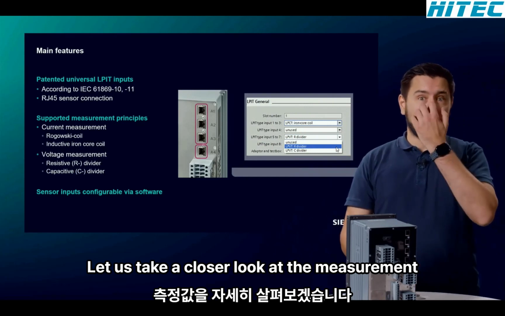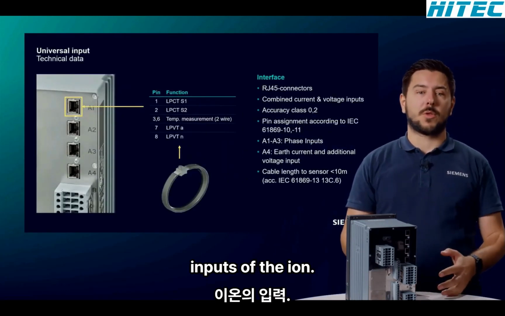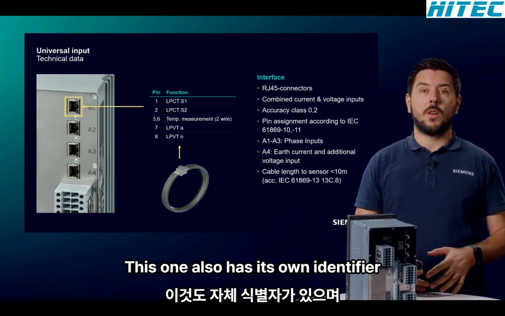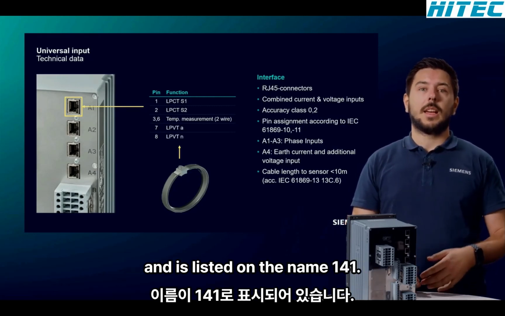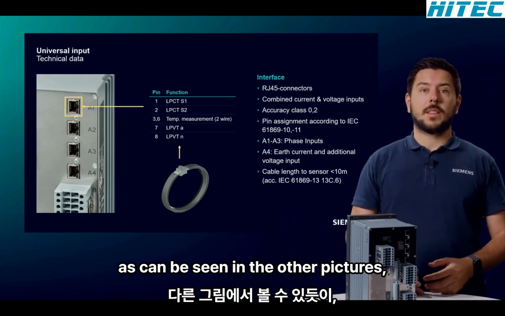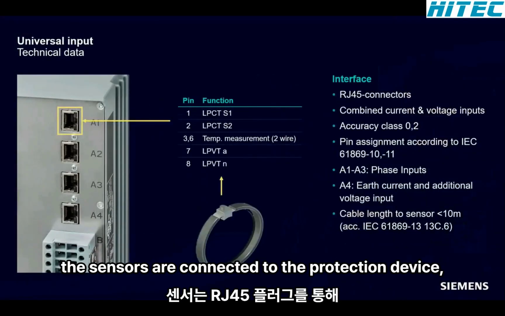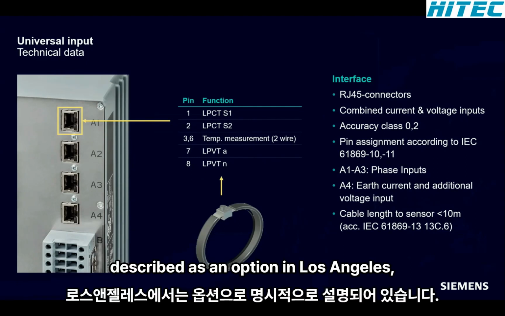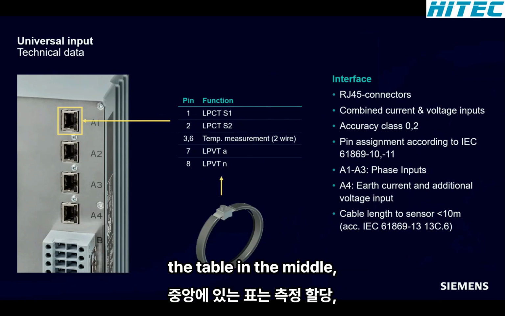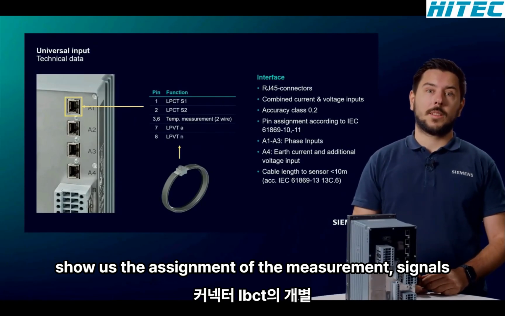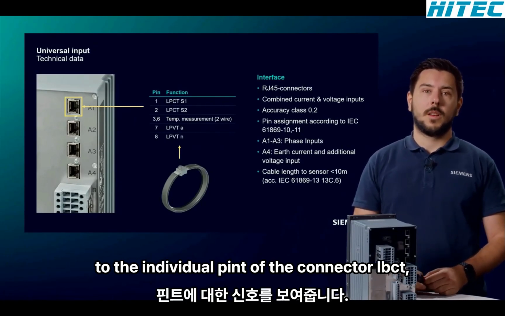Let us take a closer look at the measurement inputs of the I/O module. Like all modules in the SIPROTEC 5 platform, this one also has its own identifier and is listed under the name IO141. As can be seen in the other pictures, the sensors are connected to the protection device by means of an RJ45 plug. This type of connection is explicitly described as an option in the sensor standards. The table in the middle shows the assignment of the measurement signals to the individual pins of the connector.